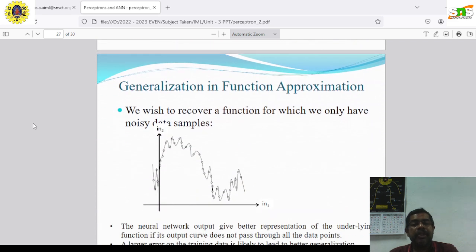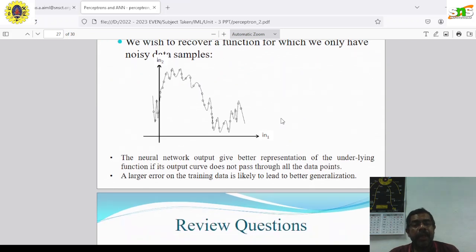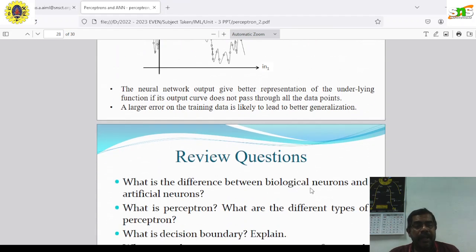And generalization in function approximation. We wish to recover a function for which we only have noisy data samples. The neural network output gives a better representation of the underlying function if its output curve does not pass through all the data points. A larger error on the data is likely to lead to better generalization.